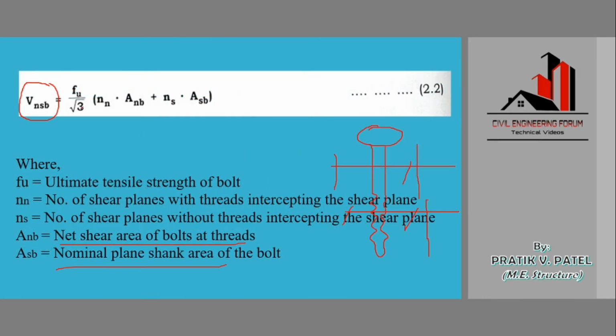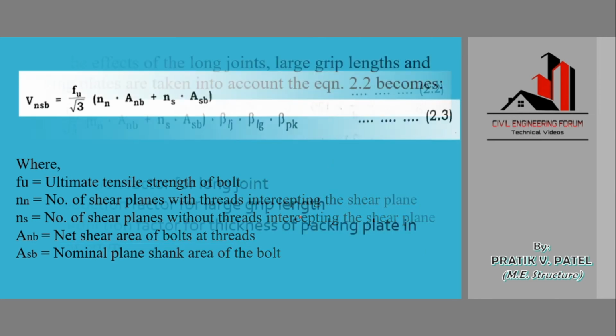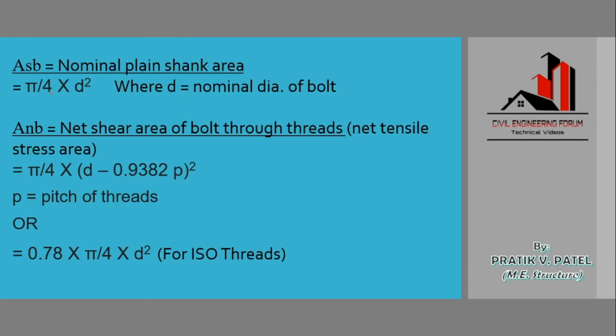And again, if you want to calculate the value of ANB and ASB, then the nominal plain shank area can be calculated very easily, pi by 4 d square, yes, we all know. But if you want to calculate ANB, that is the net shear area of the bolt at threads, then we have the formula: ASB is equal to the nominal plain shank area, pi by 4 d square. But in order to calculate ANB, the net shear area of the bolt through threads, the net tensile stress area, we have the formula pi by 4 into d minus 0.9382 into p, that is the pitch of the threads, whole square. But we'll not use this formula because we don't have the value of this pitch.